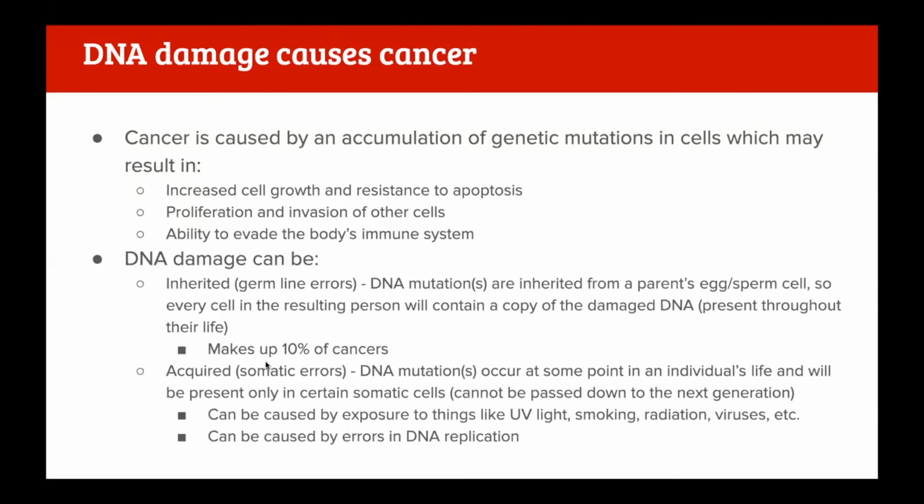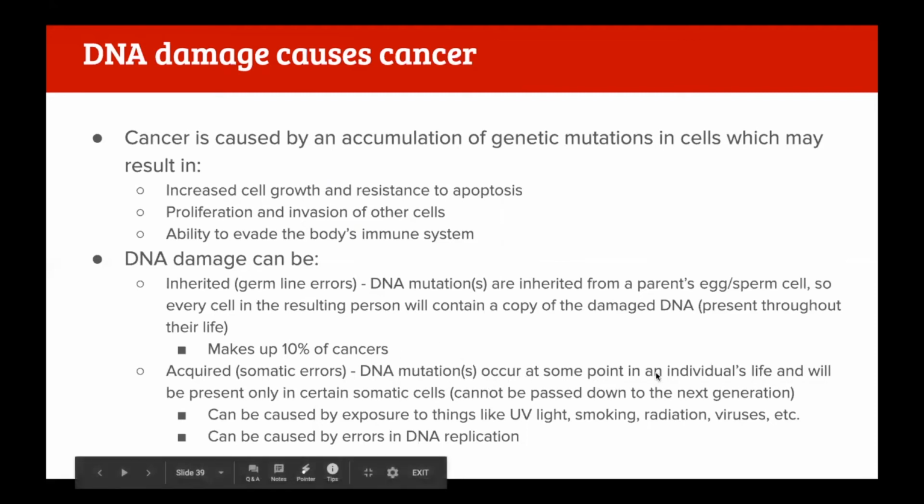DNA damage can also be acquired, so we call that somatic errors. It's when DNA mutations occur at some point in an individual's life and will be present only in certain somatic cells. So it can't be passed down to the next generation. It's caused by things like exposure to UV light, smoking, radiation, viruses, etc. And it can also be caused by errors in DNA replication.